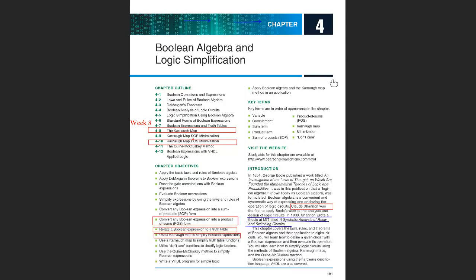Hello again. After having done SOP, sum of product, form of Boolean expression, I'd like to cover now, still being in chapter 4 on Boolean algebra and logic simplification, POS form of Boolean expression, which is a product of sum. I'd like to show how to convert the Boolean expression into a product of sum, the relation between the truth table and Boolean expression, and then using Karnaugh map to simplify Boolean expression.